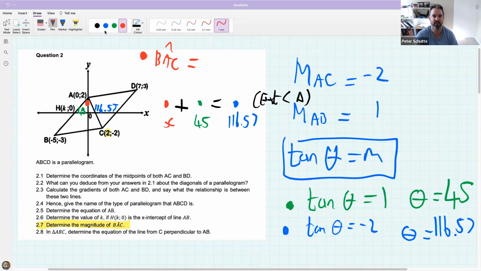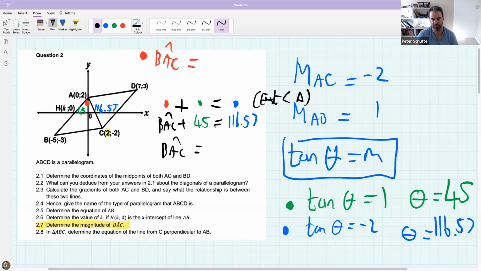How are we going to get an answer for X by itself? Or BAC. Let's make it BAC instead of X. BAC was what they asked for. Minus 45. What is my final answer for BAC?